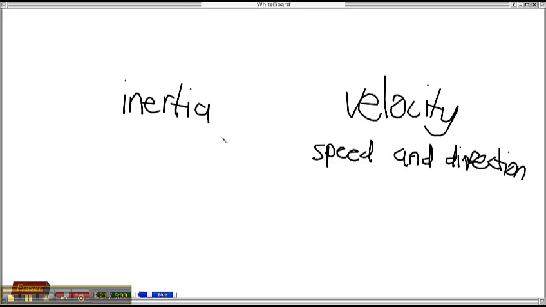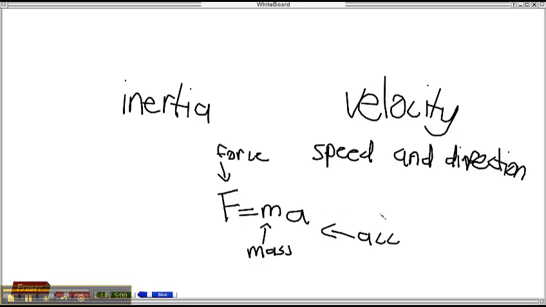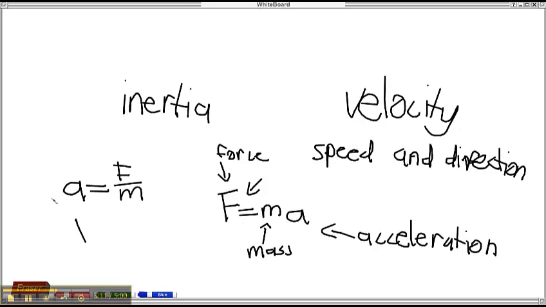Because if you rearrange, and I'm going to delve into this equation much more later, F equals ma, where F equals force, m equals mass, and a equals acceleration. Acceleration would increase depending on the amount of force you put onto the object, because if you rearrange this, it would equal a equals F divided by m. So the acceleration would change depending on the amount of force you put into it.